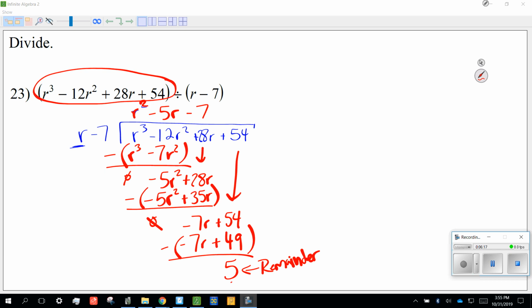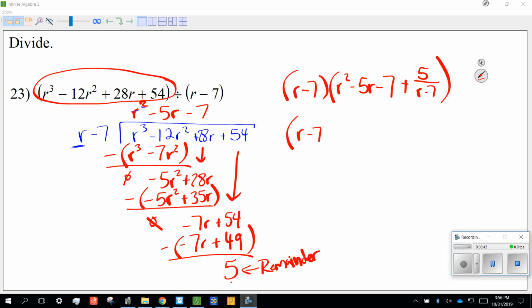But we can write it still like this. r minus 7, r squared minus 5r minus 7. And then we have this other 5 that we couldn't divide by r minus 7. So we have 5, and we still haven't divided that up by r minus 7. We tried, but we haven't yet. And so that's how you write it as a remainder. Or you could write it like this: r squared minus 5r minus 7 plus 5 over r minus 7. That little pesky 5 that we couldn't factor out.